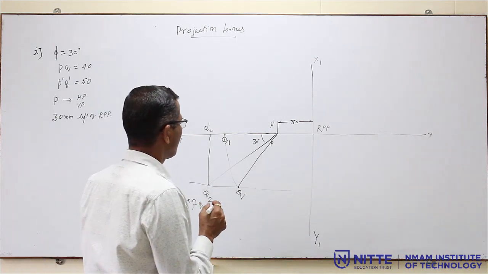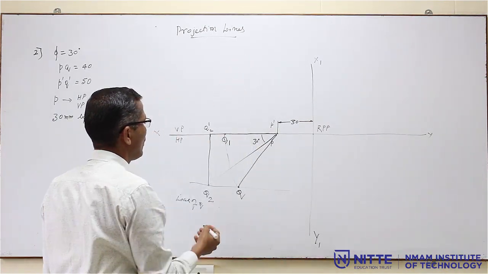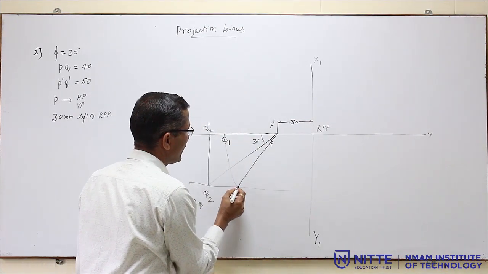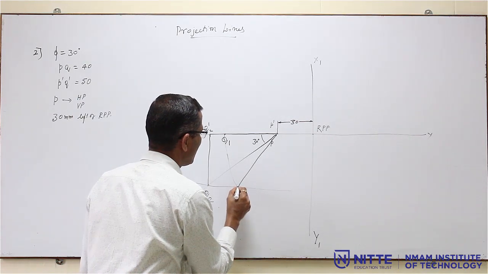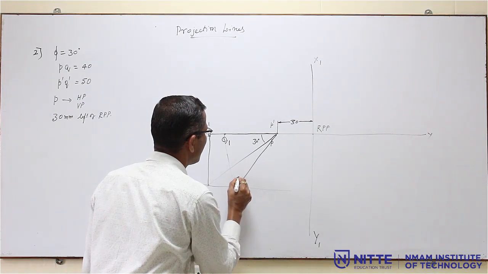Now you have to obtain the front view. We have already located Q. So where will Q dash be? Q dash will be on the same line, so just project a line.